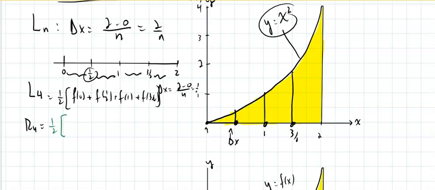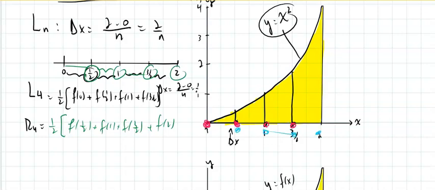And on the first interval, instead of taking the 0, I take the right, f of 1 half. On the second interval, I take f of 1. On the third interval, I take f of 3 halves. And on the last interval, I take f of 2. So the left hand takes 1, 2, 3, 4. The right hand takes 1, 2, 3, and 4.